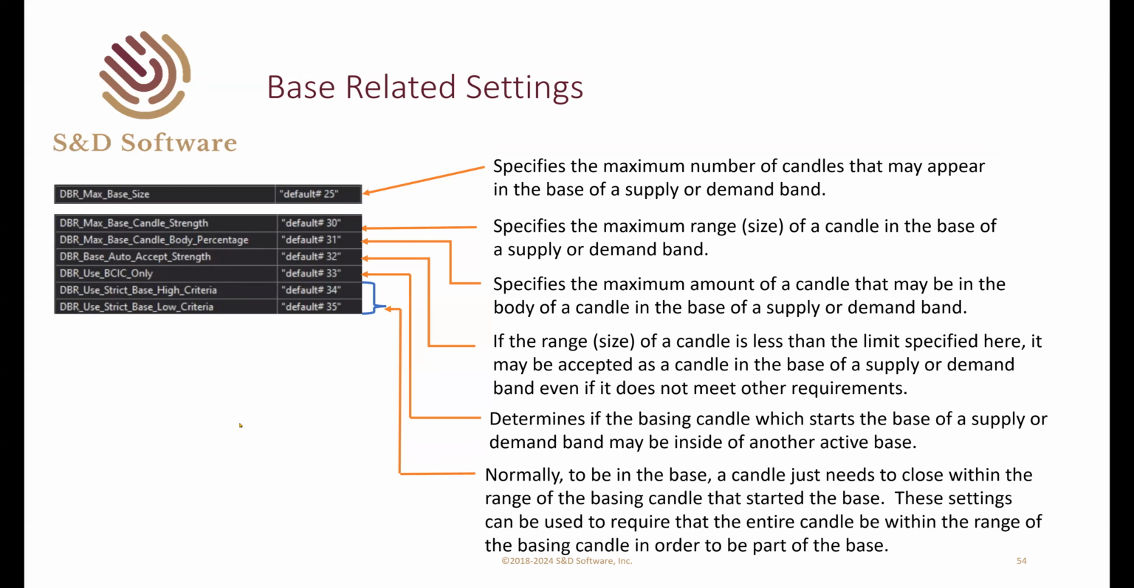Now, the next two settings allow you to modify our rule for basing candles. Normally, we would have a basing candle, and the candles that follow it have to close between the high and the low of the basing candle. But with the next two settings, you can go further than that. And if you put both of those settings on, then the entire candle that follows the basing candle must lie between the high and low of the basing candle.